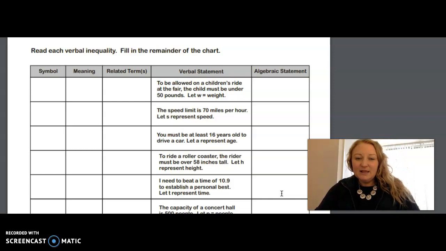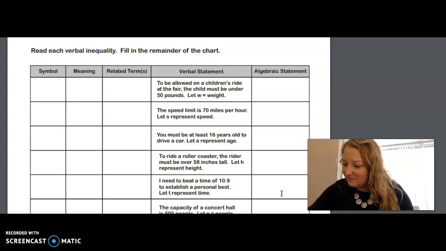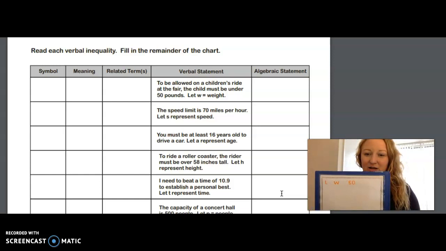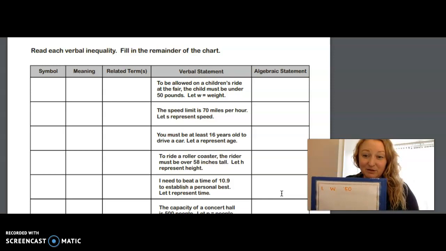To be allowed on a children's ride at the fair, the child must be under 50 pounds. Let W equal weight. Okay, so now I'm going to think about my algebraic statement. I know I'm going to have a W because W is the weight. So I know my variable already in my inequality, and I know my number is 50. So on my whiteboard to start, I just wrote a W and a 50 because I knew that was the variable and that's the number I'm going to use.